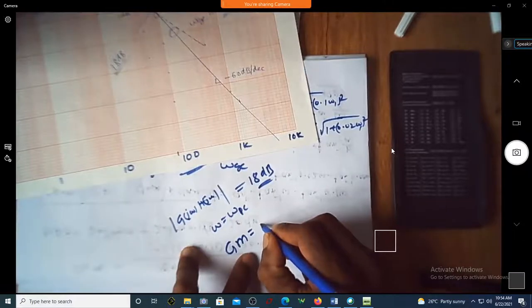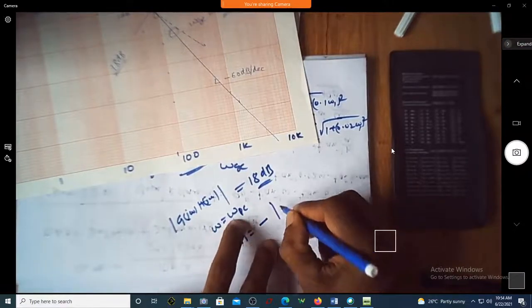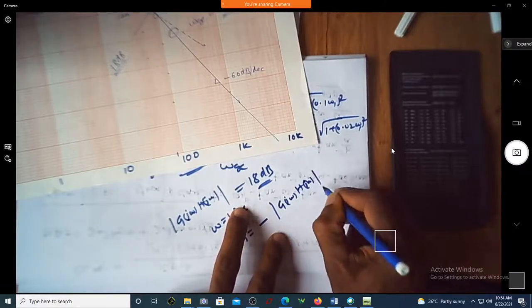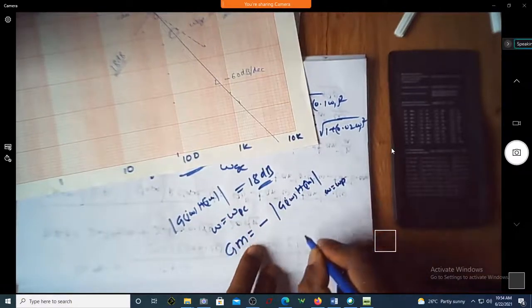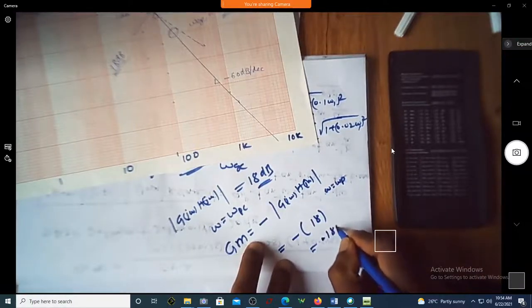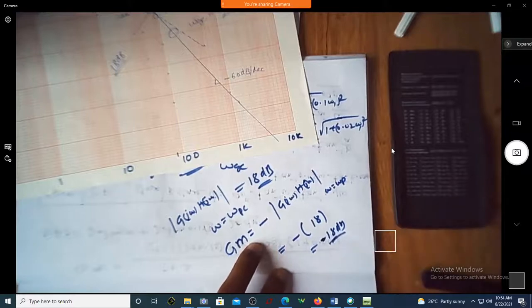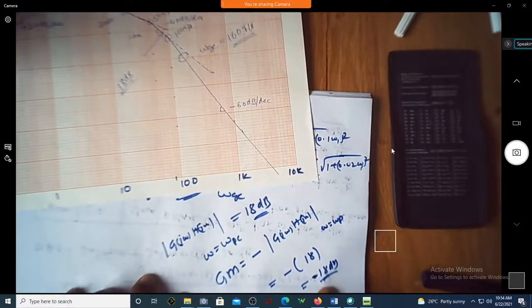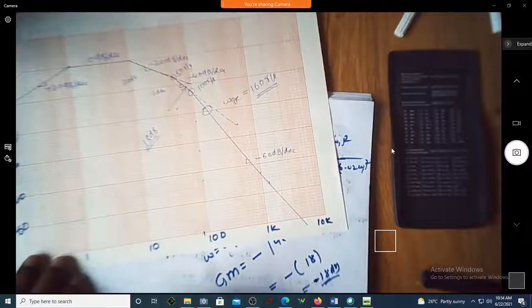Is it not minus of the magnitude of G(jω)H(jω) at ω equal to ω_pc? Is it not minus of 18? Is it not minus 18 dB? Yes, sir. So gain margin is negative. Gain margin is negative. How about phase margin?